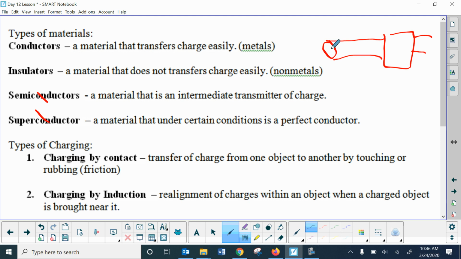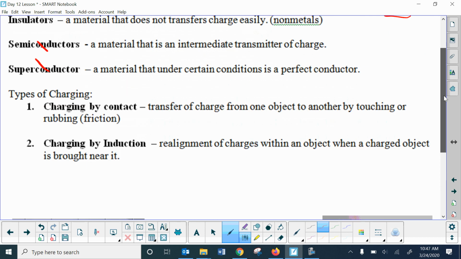Inside that wire, if you cut it open, which you should not do, there's a metal wire that goes through the center, and that is a conductor. Most of the time it's copper, and that's what allows the electrons to flow through it. On the outside of your wire, you have plastic or rubber, and that's your insulator, and that's to protect you so the electrons that are moving through the wire don't travel into you when you touch it. We're going to talk about charging next.